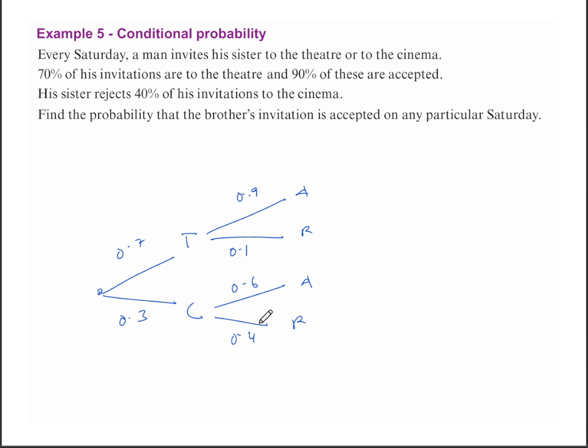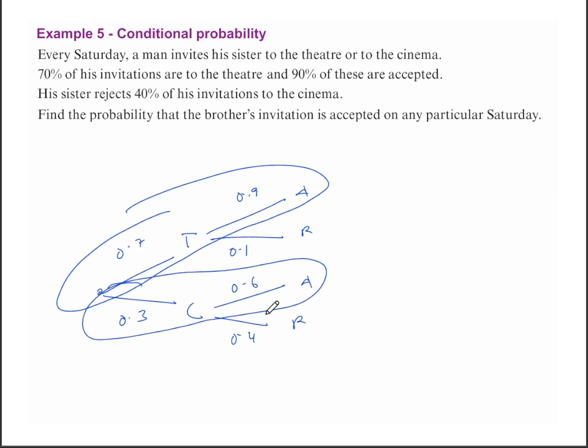Now we have drawn our tree diagram. They are then told to find the probability that the brother's invitation is accepted on any particular Saturday. Any type of acceptance. So there are two types of acceptances here. One is the theater acceptance, and the other one is the cinema acceptance. We have to find the probability of these two combined. The probability of him getting accepted for the theater is going to be 0.7 multiplied by 0.9, which is going to be 0.63. And him getting accepted for the cinema is going to be 0.3 multiplied by 0.6, which is going to give him 0.18.